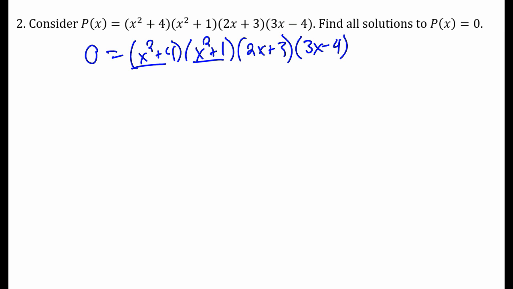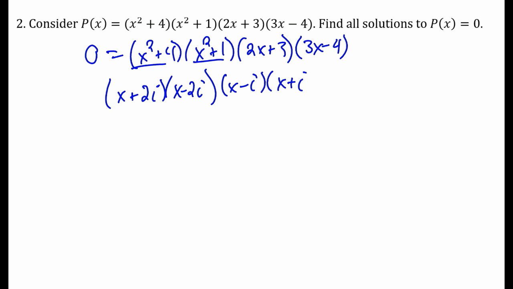Let's tackle these quadratic terms. x squared plus 4. This is the sum of perfect squares. So this is x plus 2i, x minus 2i. x squared plus 1 is x minus i, x plus i. 2x plus 3, and 3x minus 4, because those are already linear terms.